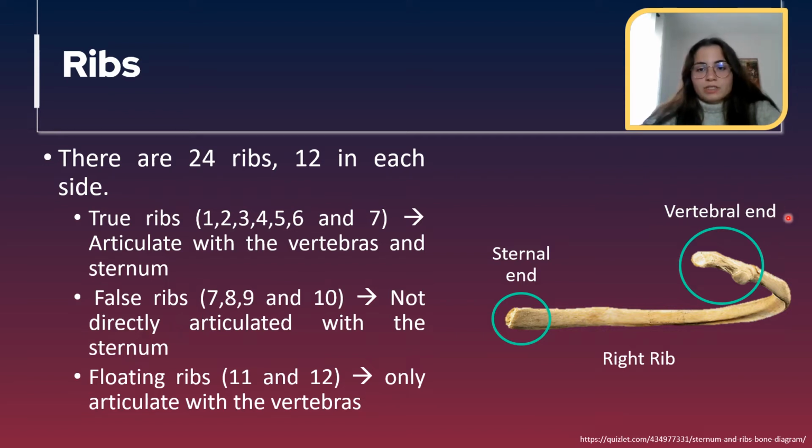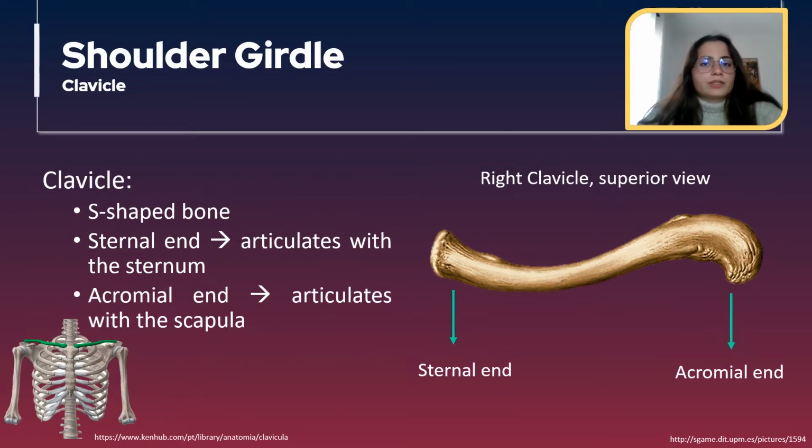So in this image you can see here a rib, and this end articulates with the vertebrae, so it's called the vertebral end, and then this part is where it articulates with the sternum, so it's called the sternal end. Moving on to the appendicular skeleton, the first bone is the clavicle.